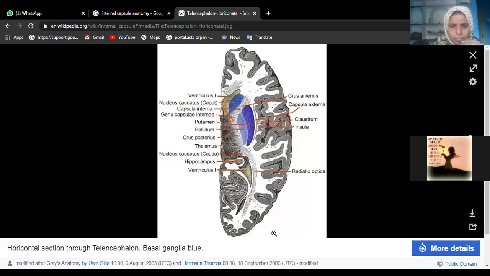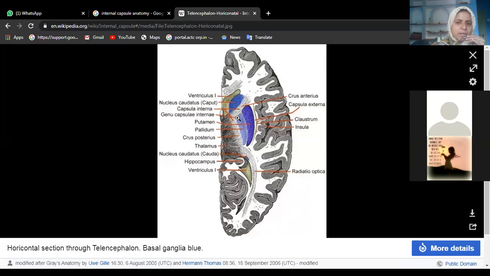So all of you are able to see there is a coronal section of brain here, the horizontal section which has been taken? Yes, ma'am. So this picture will help us to understand clearly the exact location of internal capsule. We are seeing only half of the cerebral hemisphere. This side we will have the remaining half. That means this is the right half of the cerebral hemisphere. This side we will have the left half.